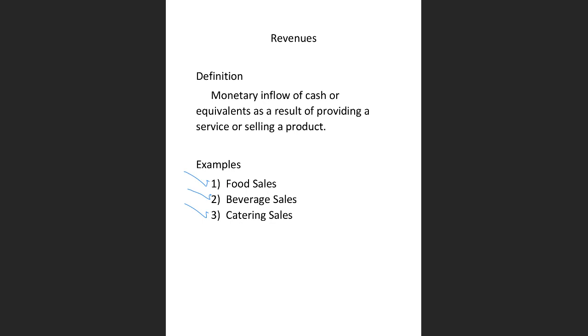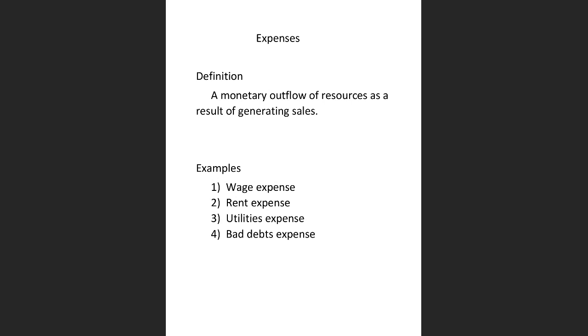And expenses are the opposite of revenues. These again are a monetary outflow of a resource as a result of generating sales. Some examples are the wage expense, and that's us paying our wages. Rent expense for us paying our rent. Utilities expenses for paying our utility bills, right? And we can also have bad debts expense.